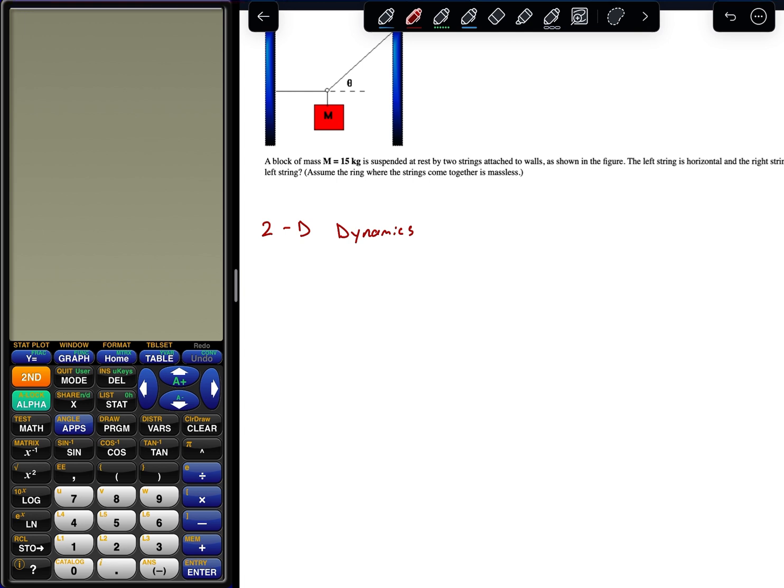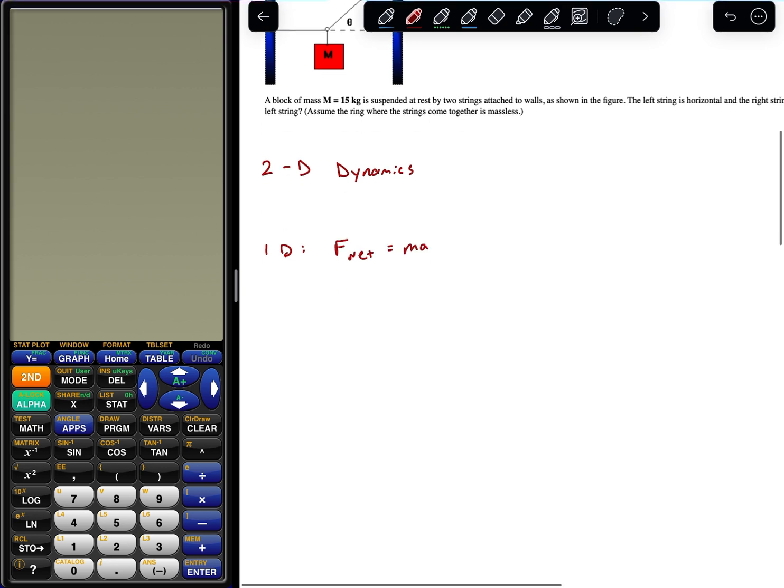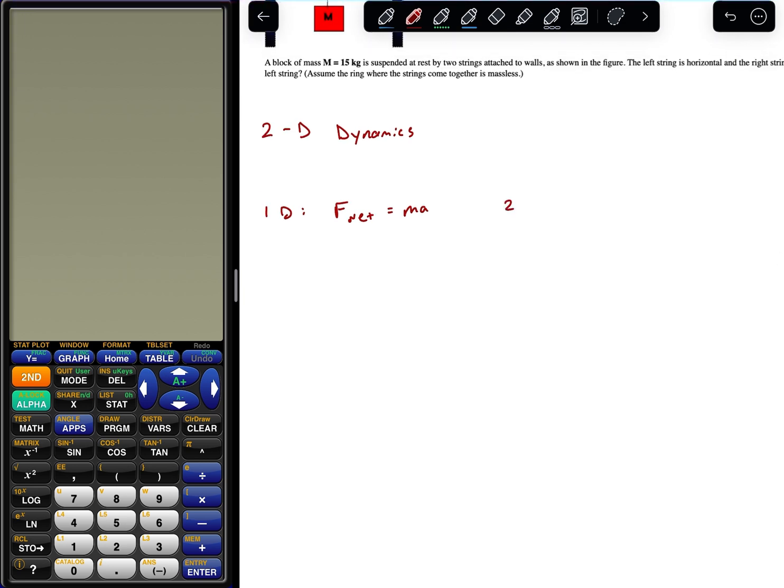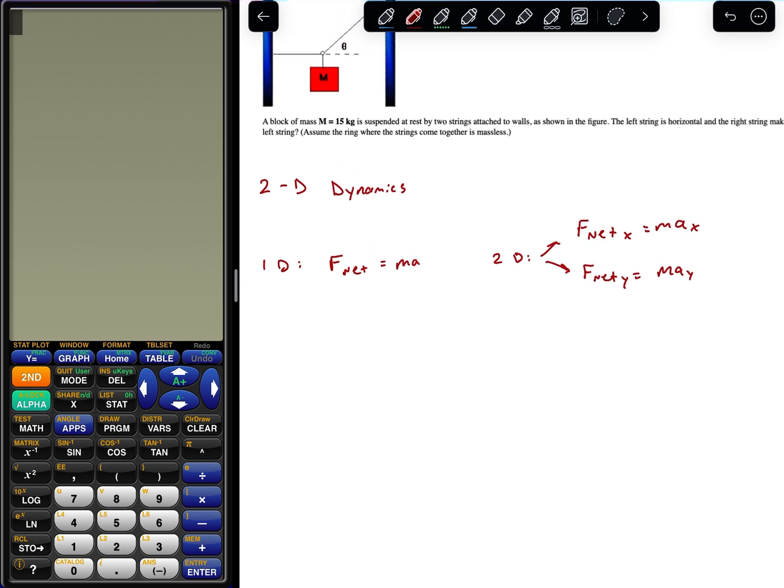Now the big change between 1D dynamics and 2D dynamics is that now in 2 dimensions, we need to make sure we organize our forces into the x direction and the y direction. So let's take a look at how this looks and how we can use this to solve problems with unknowns.